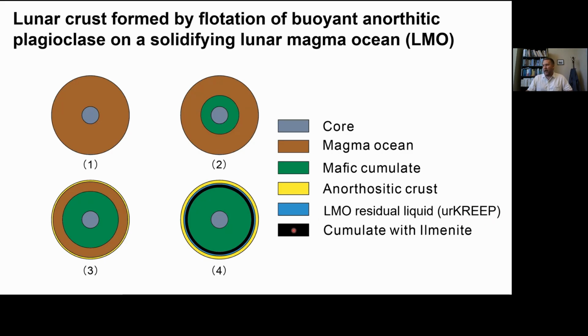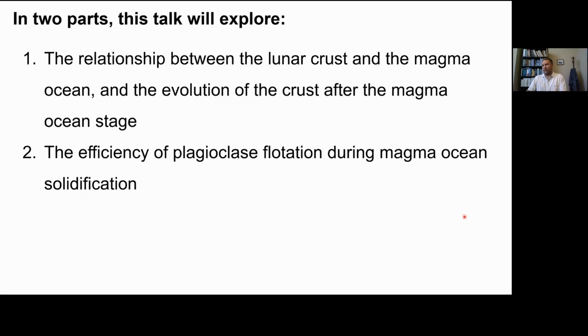All right, and then the last solid cumulates that would have precipitated from the magma ocean included things like iron titanium oxide, ilmenite, which is dense, and would have produced a second stage of differentiation called cumulate overturn, which I don't have time to talk about today. So I'm really going to focus on the anorthositic crust and its relationship with KREEP and the evolution of the crust after the magma ocean stage.